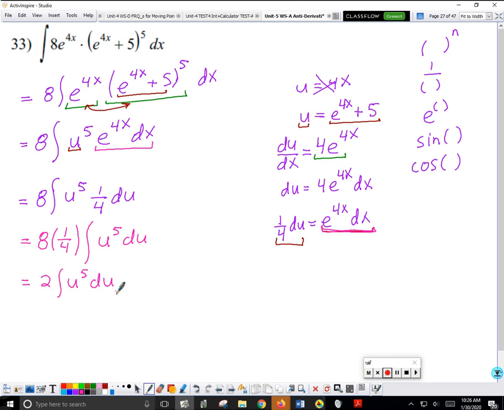So pick up the pink sheet. You're like, oh, power rule for antiderivative. So this becomes 2 u to the 6 divided by 6, which is 1/3. So it'd be u to the 6th over 3. Which is going to be u, that is 4x plus 5, to the 6th power divided by 3.